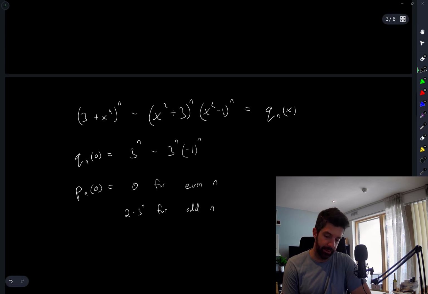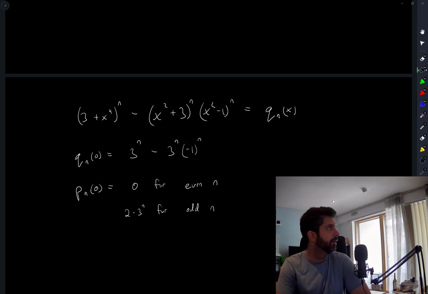What will be the degree of each side of these polynomials? Is there a way to find the leading term of a polynomial, the leading coefficient?